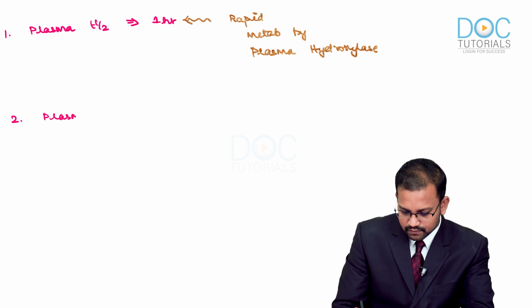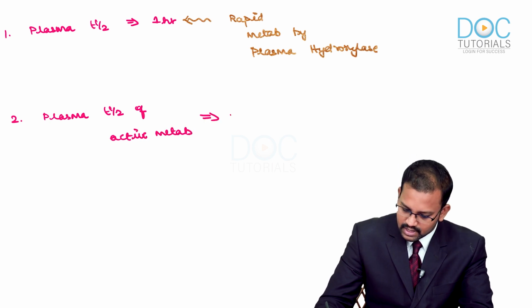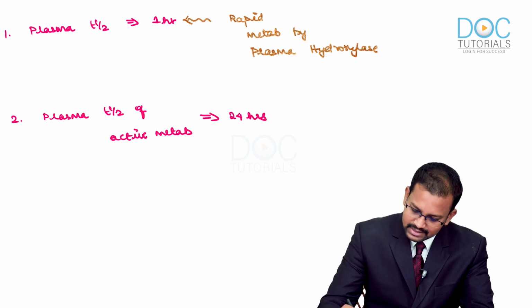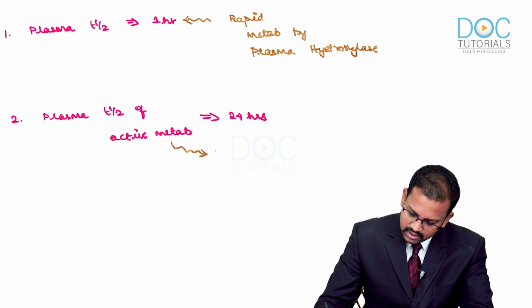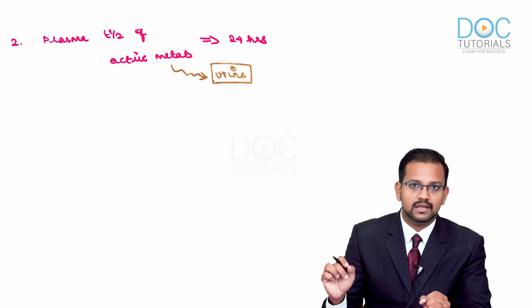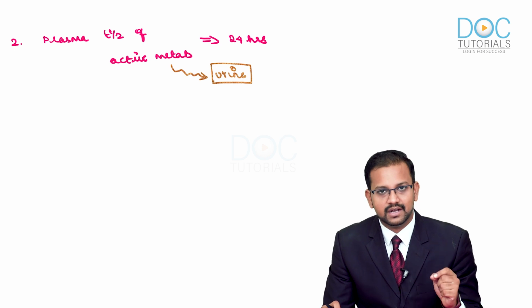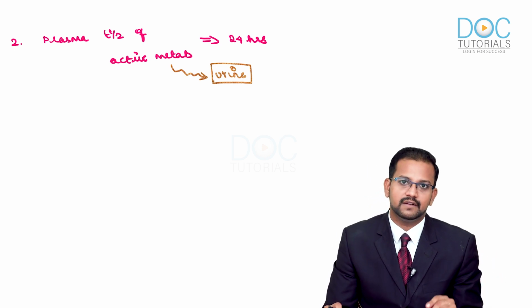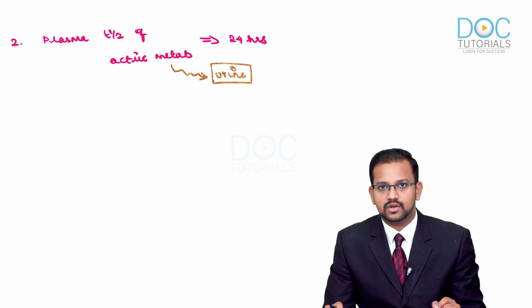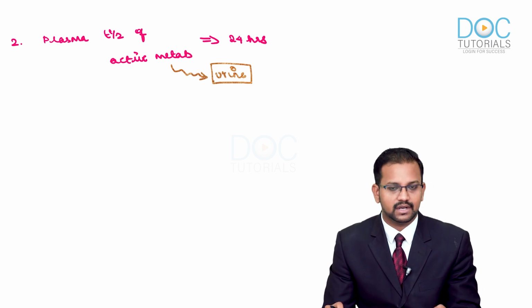But the plasma T-half of the active metabolite is a little bit longer. Lasts for around 24 hours. And this active metabolite is going to be excreted out in the urine. So we can expect a renal abnormality in the adverse drug reactions. Clear? We can also expect that the dose of this drug needs to be decreased if a patient has deficient renal function. If the creatinine clearance or the GFR is altered in a patient, we have to decrease the dose, or it can be contraindicated. We'll be talking about that later on.